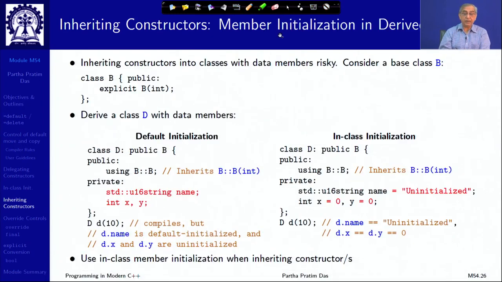So, inherited constructors are something which is very, very important, but you have to be careful if the derived class has data members, then you may be in for a surprise, because your inherited constructor obviously will not construct the data members of the derived class, because the inherited constructor is of the base class, right. So, you have to use proper in class member initialization to make sure that your derived class data members are properly initialized.